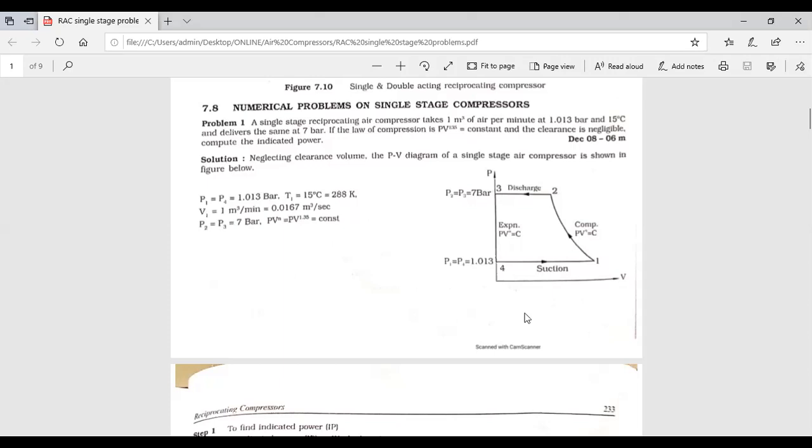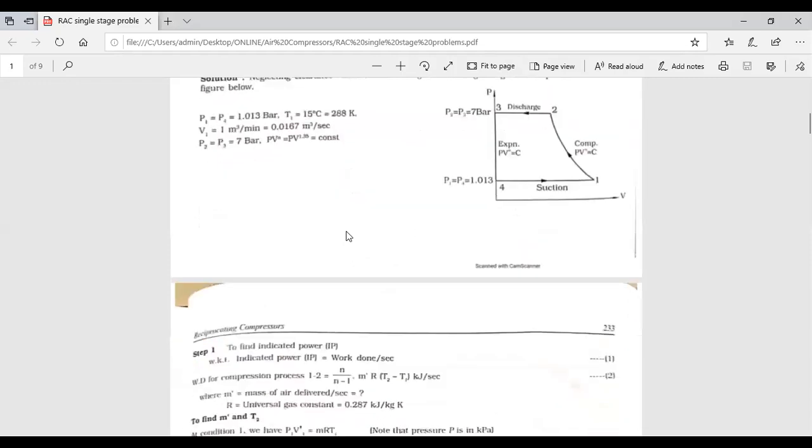First, 1 meter cube per minute is given, that is the volume flow rate. You have to convert it into meter cube per second, that is 1 meter cube divided by 60, which is 0.0167 meter cube per second. You are converting meter cube per minute into meter cube per second.